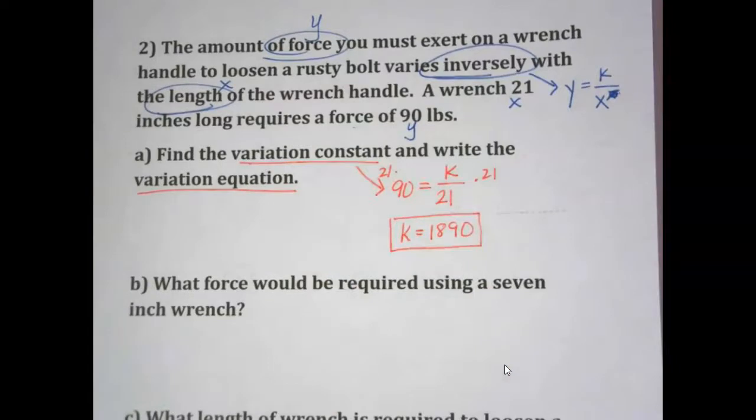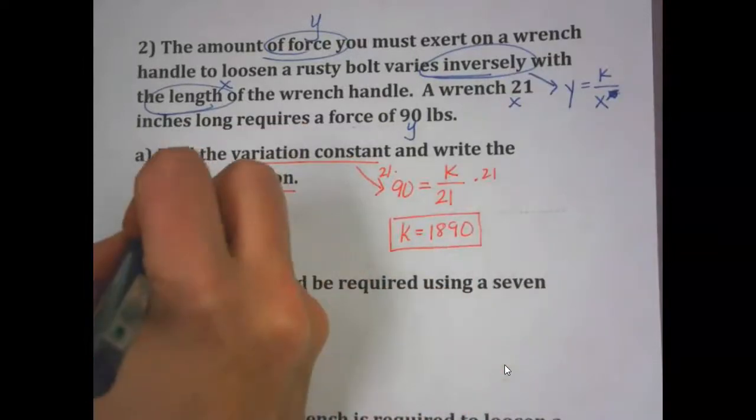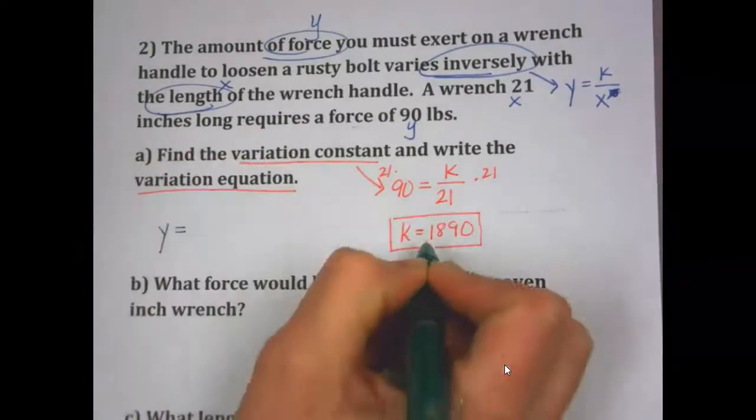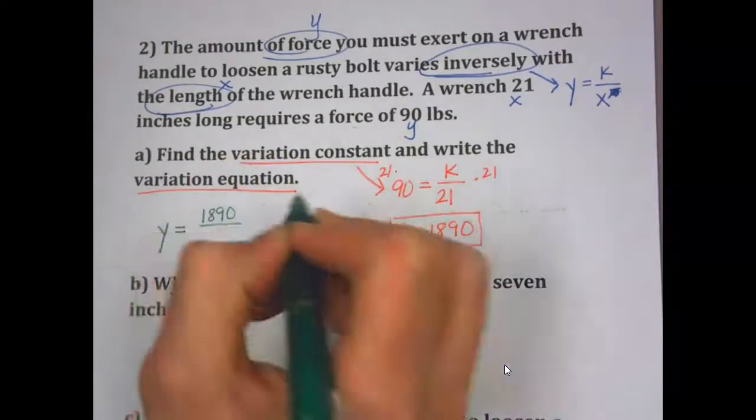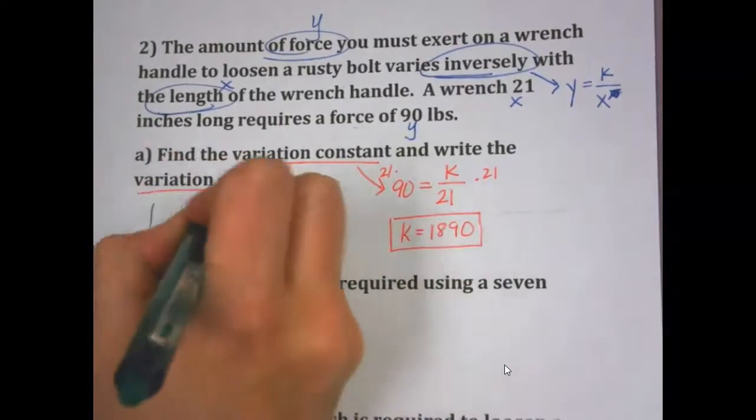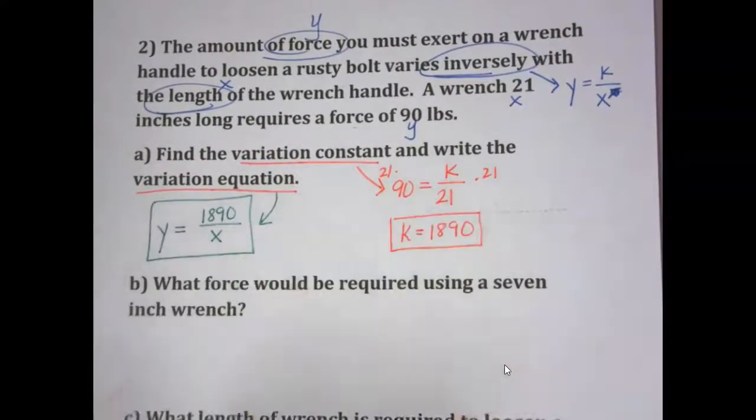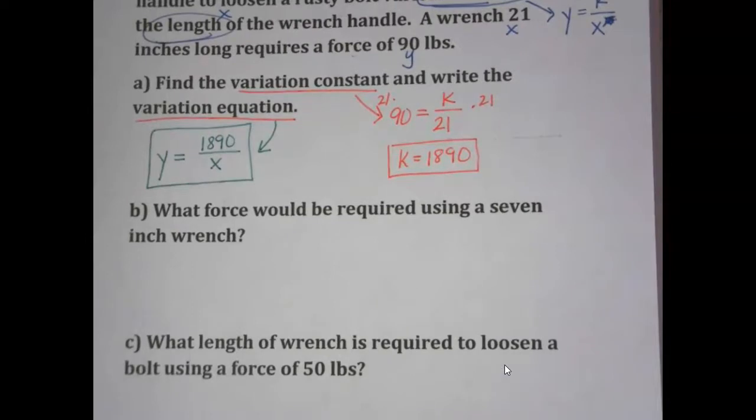All right, then the variation equation, we take again this equation over here, the inverse equation. We don't put any numbers in for x or y. We only put in the number we found for k. And if we had an exponent, we would put that in as well, but we don't in this case. So our variation equation, y equals 1,890 over x. That's the equation that we're going to use to answer part B.